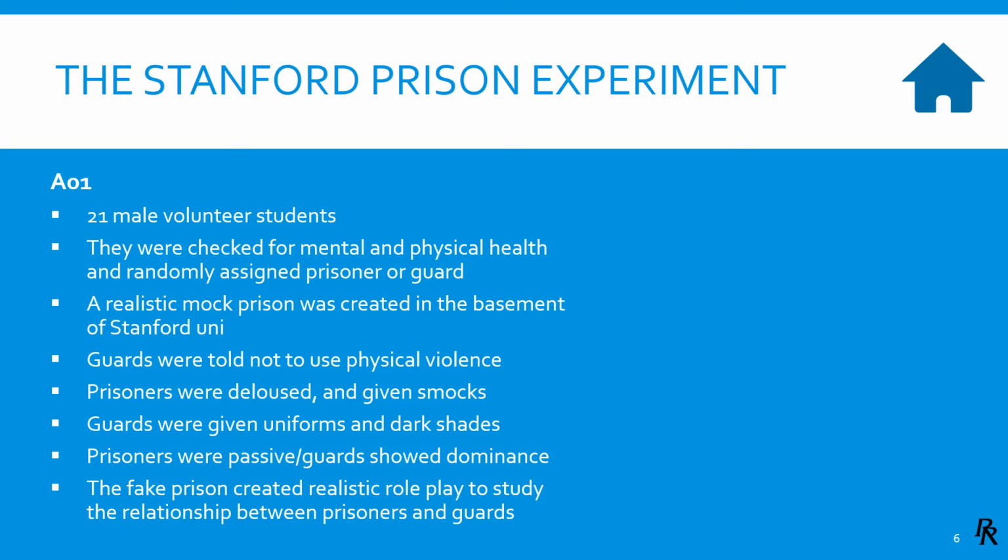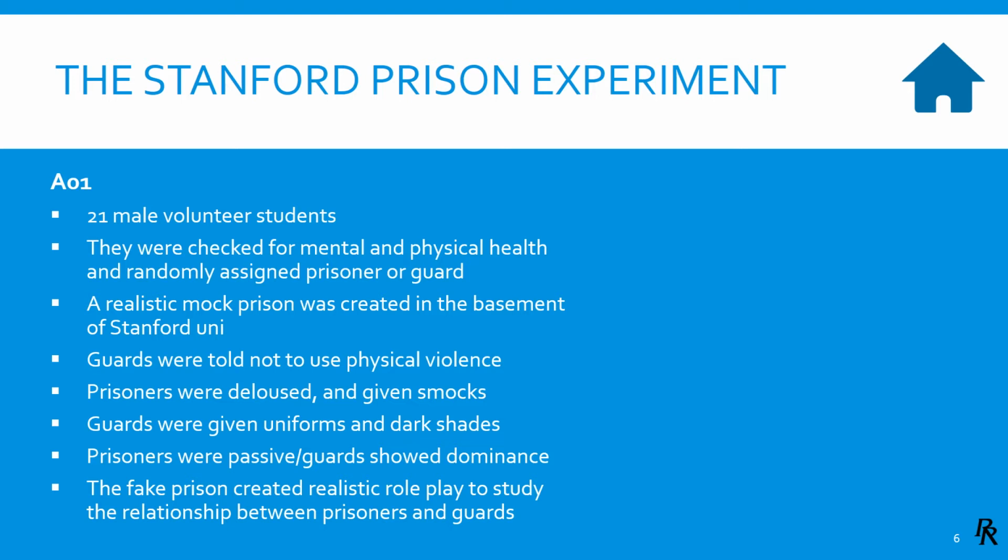The uniforms of both groups were designed to dehumanize the students: smocks and numbers for the prisoners and dark mirrored sunglasses for the guards. Prisoners quickly became passive and negative in their attitudes, while guards became more active. 5 prisoners had to be released because of extreme reactions to the situation, but the rest endured the study until it was ended after just 6 days out of the possible 14.